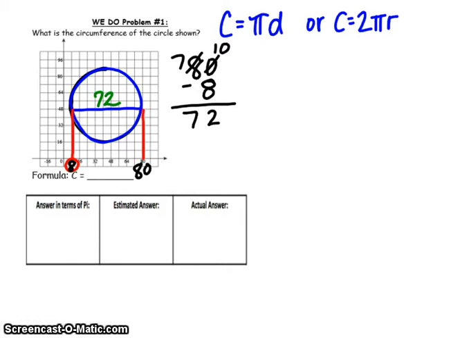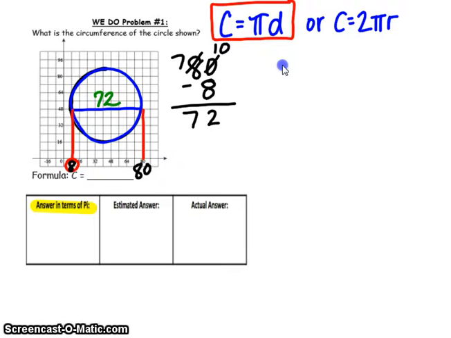So what I need to do is find my answer. If I use the diameter, then let's use the formula that has diameter in it. Let's use C is equal to pi times diameter. I have 3 boxes at the bottom. It says answer in terms of pi, your estimated answer, and your actual answer. What I want to first do is answer in terms of pi. When I say answer in terms of pi, what that means is my answer is going to have the pi symbol in it. It's not going to have the actual answer, it's just going to have the pi symbol.